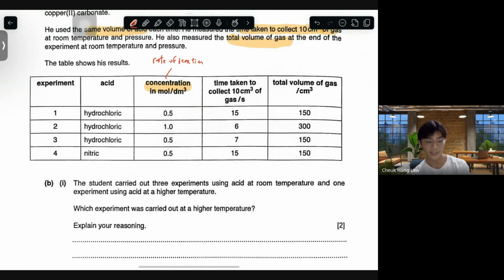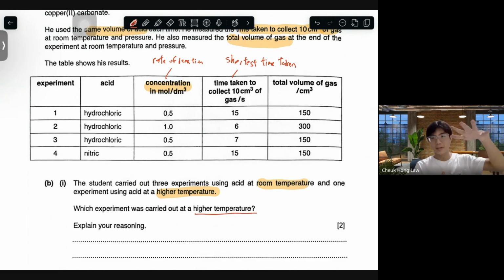The student carried out 3 experiments using acid at room temperature and 1 experiment at a higher temperature. The experiment at the higher temperature will be the one with the shortest time taken to collect the gas, because the time taken to collect 10 cm³ of gas is the rate of reaction. But if we are increasing temperature, the rest of the factors affecting rate of reaction have to be constant. So I can only use this and this. This one is not constant, I mean, it is not the same concentration.